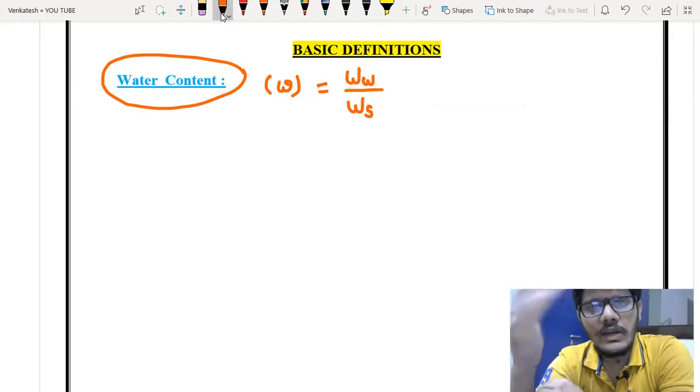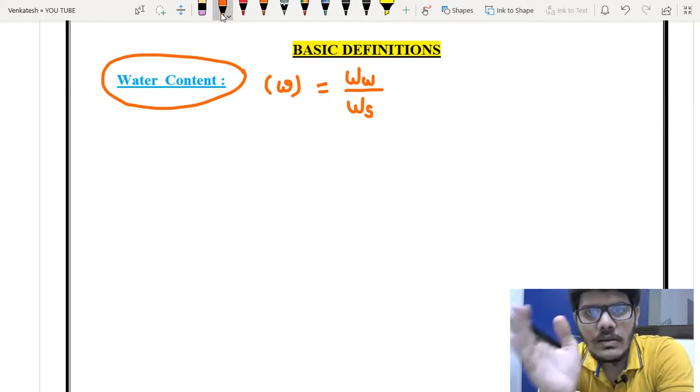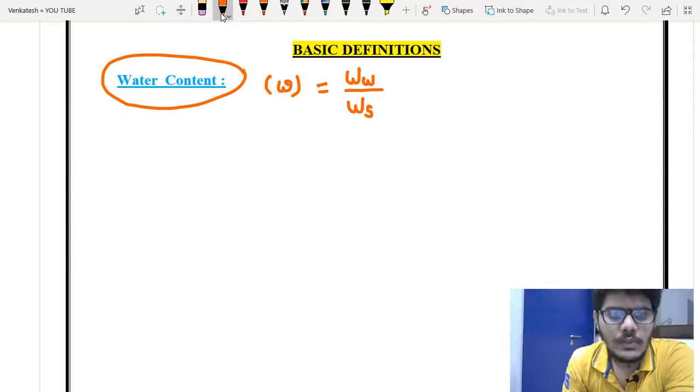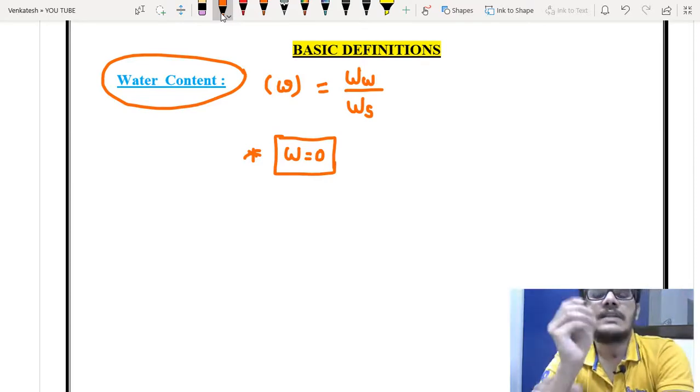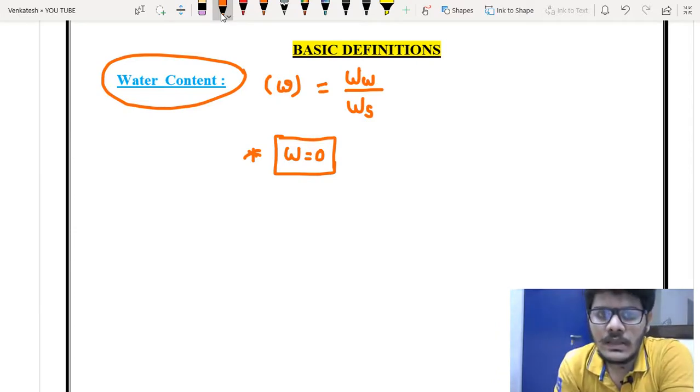In every definition we have to determine the minimum limit as well as the maximum limit of that particular parameter. For example, in this case the water content minimum value is equal to 0. When will it be 0? In the dry condition there is no water in the soil. That means the weight of water will be 0. If the weight of water is 0, then the water content is also 0.